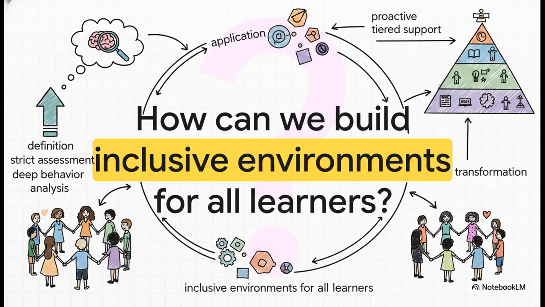So, knowing all this, I want to leave you with a final thought to ponder. We've traced the path from defining the disorder through strict assessment, deep behavior analysis, and proactive tiered support. Now that we understand this framework, how can we all apply these insights in our own spheres to truly transform the educational landscape? How can we ensure our classrooms are environments that don't just manage behavior, but actively empower every single learner?